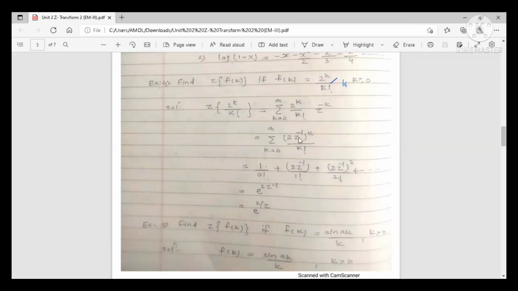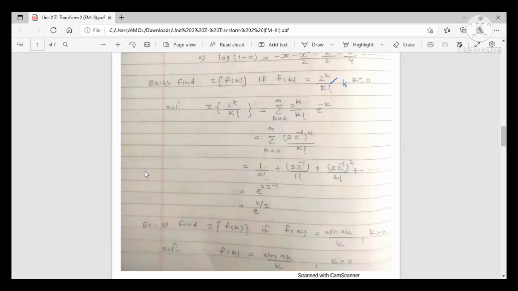K is equal to 1: 2z raised to minus 1 upon 1 factorial, plus 2z raised to minus 1 to the power 2 upon 2 factorial, plus so on. Okay. So what is this series? This is nothing but the series of the exponential function e raised to x.